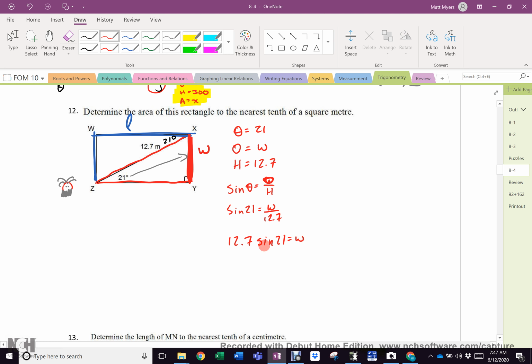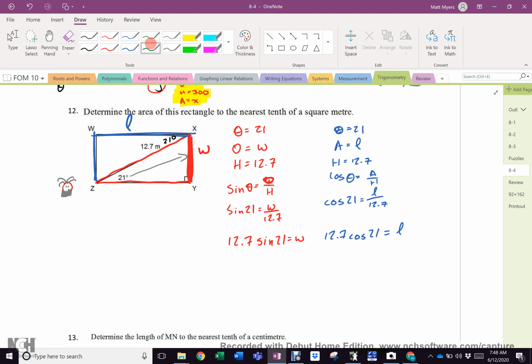Now, I'm not even going to go to my calculator yet, and you'll see why in a second. So I know that this is W. If I punch that into my calculator, I'm going to get a giant decimal. Let's just leave it there for a second and watch what happens. Let's go to the blue one. Theta is still 21. But in this case, it's adjacent equals L, and hypotenuse equals 12.7. What uses A and H? Cos theta equals A over H. Cos 21 equals L over 12.7. So 12.7 cos 21 equals L.